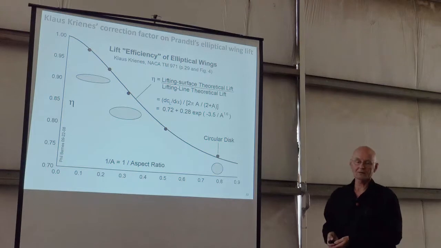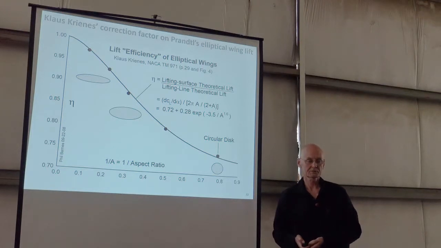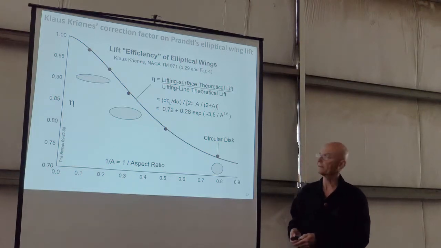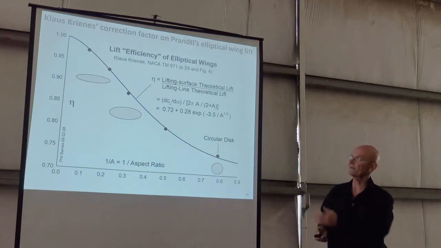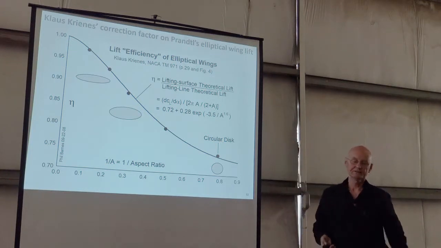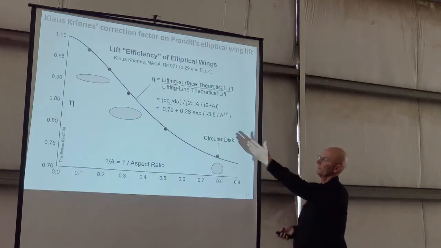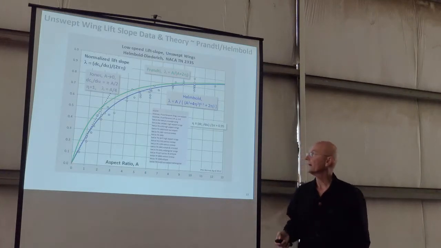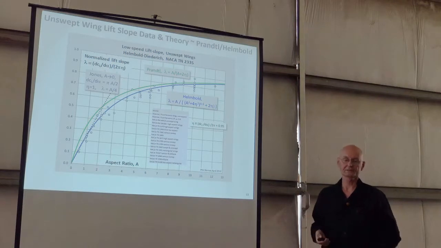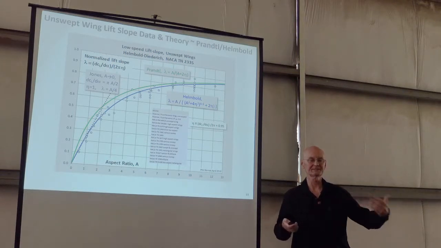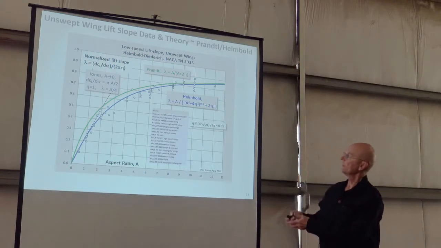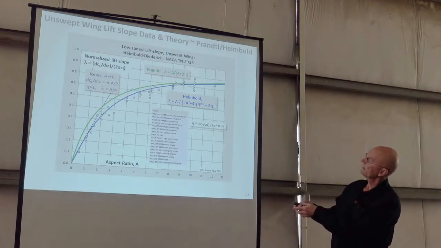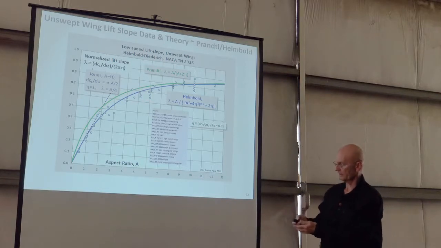Okay, so we have Klaus Kleins, who was a German aerodynamicist, and he did a calculation for a correction factor to Prandtl's formula for lift as the aspect ratio changes. Heinrich Helmholtz did a lifting surface calculation instead of a lifting line, and by going to a lifting surface, we got Helmholtz's blue line, which comes much closer than Prandtl's green line to represent a large population of data.